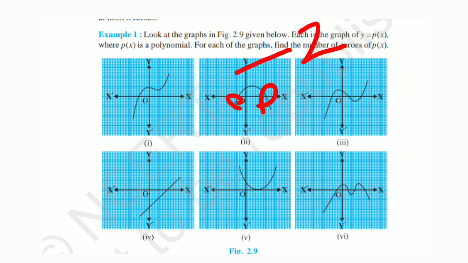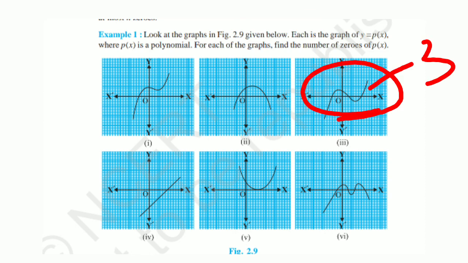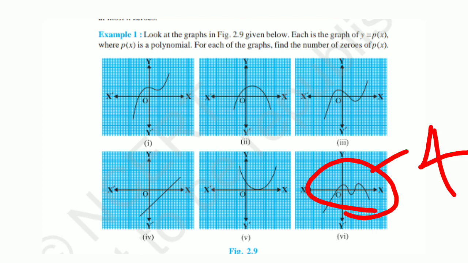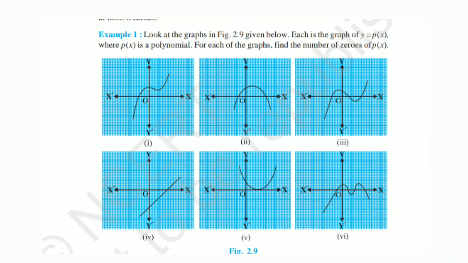So 2 zeros. The third one is 1, 2, 3. So 3 touches on the x-axis. So 3 zeros. And the fourth one touches the x-axis only one time. So 1 zero. Here the fifth one is 1 zero. The sixth one is 1, 2, 3, 4. So there exist 4 zeros in the sixth question. Okay.